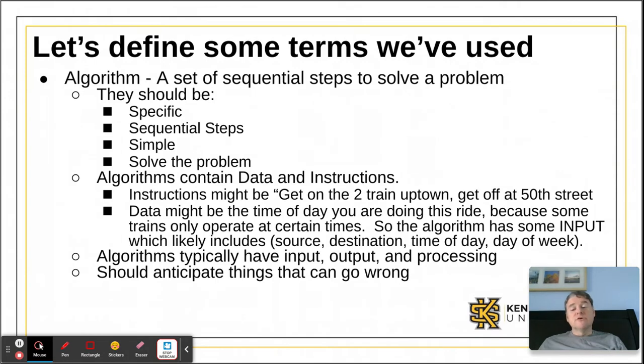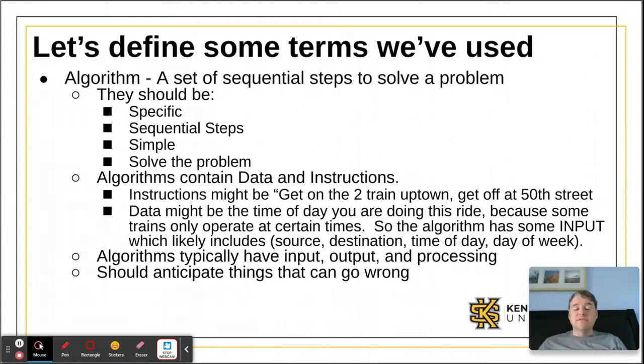Okay, so next up we're going to spend some time defining different terms. We've used the word algorithm a bunch of times, so let's talk about what it is. An algorithm is a set of sequential steps that is used to solve a problem. So there's a couple of words in there. Steps. Each step has a very specific instruction, and those steps are sequential.